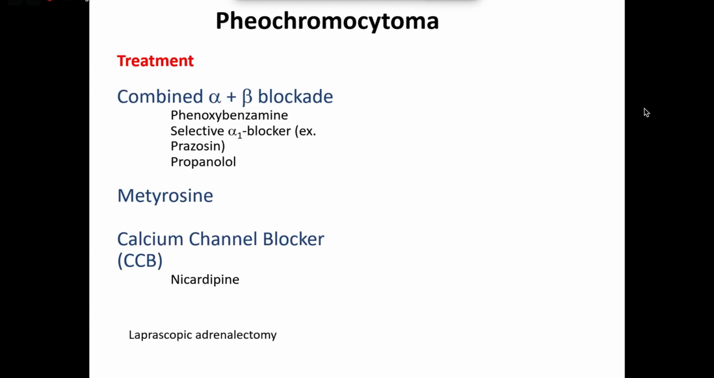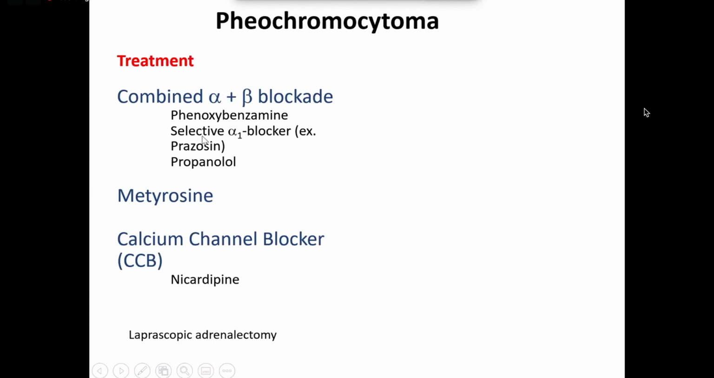Treatment of pheochromocytoma, usually we start with a medical treatment to control the symptoms, and usually this takes 2 to 3 weeks. And the definitive treatment of pheochromocytoma is surgery. So how do we prepare the patient? Usually we start with the alpha blocker, either selective or non-selective. The non-selective is phenoxybenzamine for a week or 10 days. And if the patient started to have tachycardia or postural hypotension, then we'll add the beta blocker.